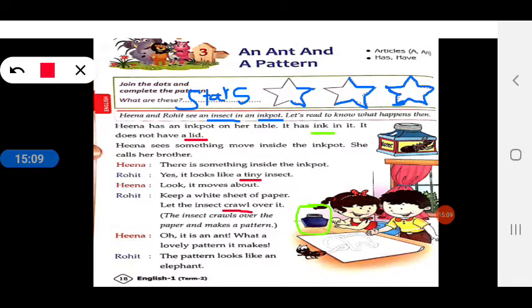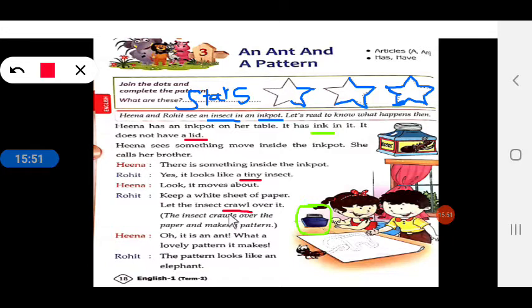All the insects means like an ant. Okay, ant travels. So they decided to let the ant travel on this white sheet paper. So the insect travels over the paper and makes a pattern. So dear students, both of them took that insect from the bottle and left it on the white sheet paper.